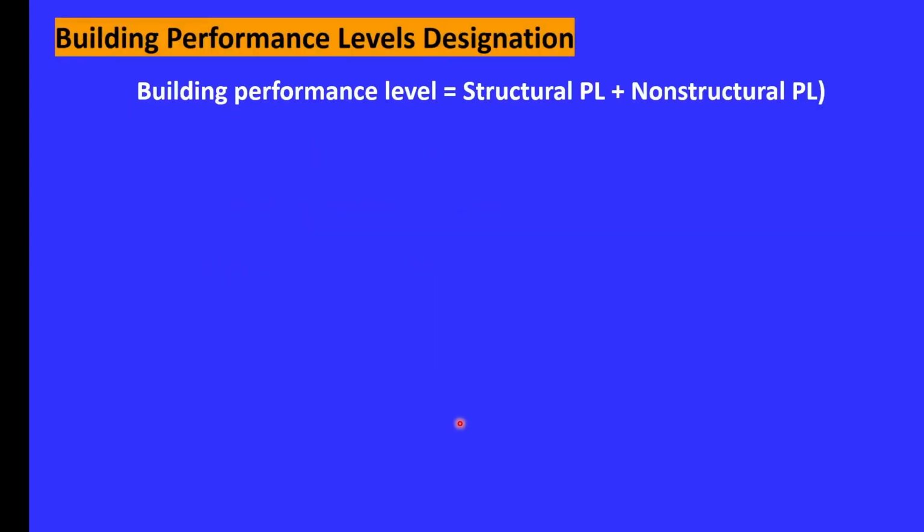Now, we want to give nomenclature to the building performance level. As I said, building performance level is a combination of structural performance level and non-structural performance level combined suitably, not arbitrarily combined, anything combined to anything, not like that. Suitable combination is to be there. What are the suitabilities? We will just see it.